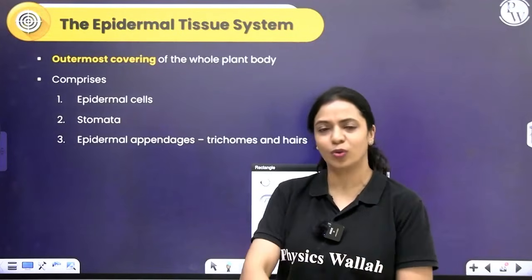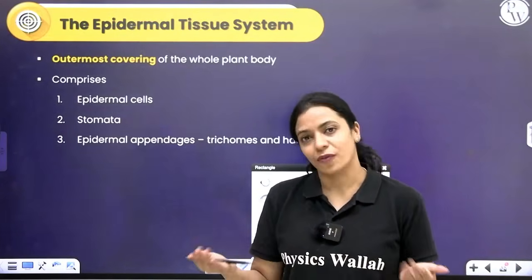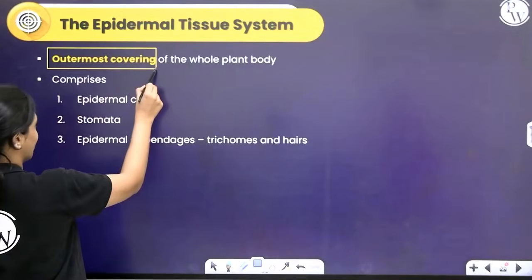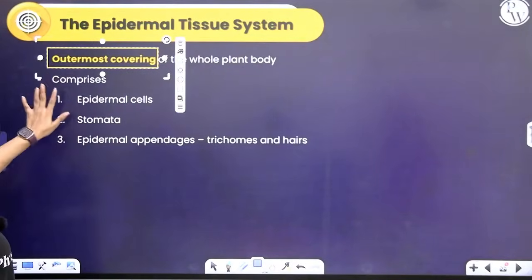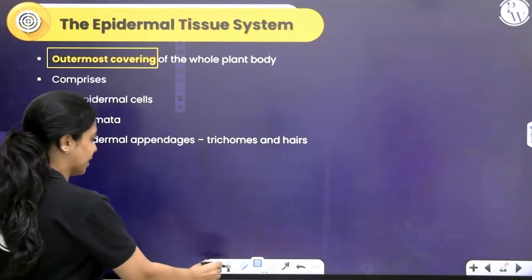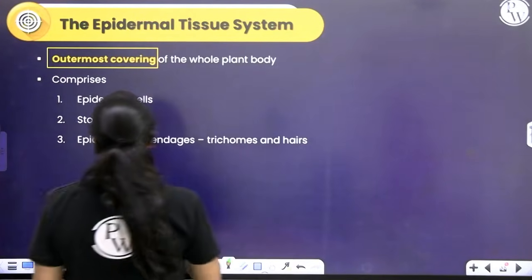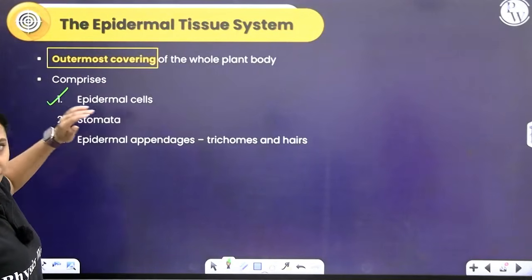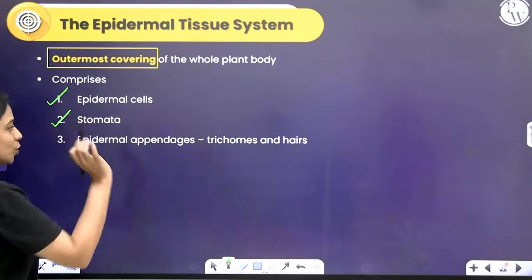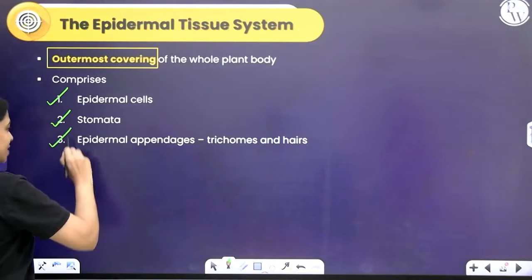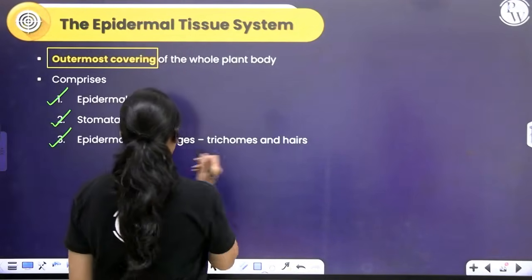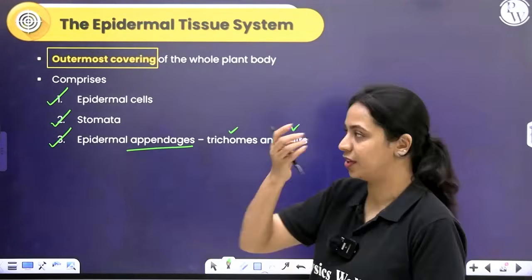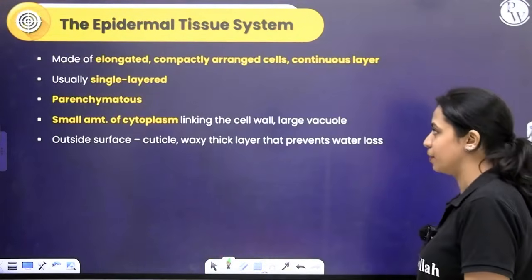Think about any outer layer anywhere, it offers protection. So here, this is the outermost layer. This will protect the plant body. Within the epidermal tissue, of course, you will consider epidermal cells. Epidermal cells will be a part of it. Within the epidermal tissue, you can find stomata. I'm sure you know about them. And in some cases, epidermal appendages like trichomes and root hair can be present. We learn about it in detail, starting with the epidermal cell layer.